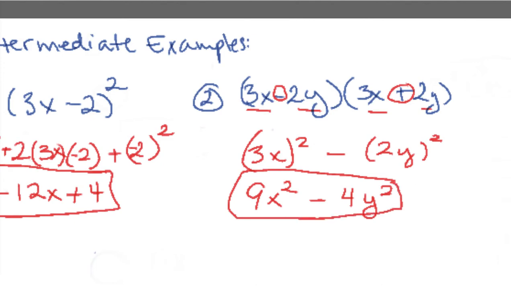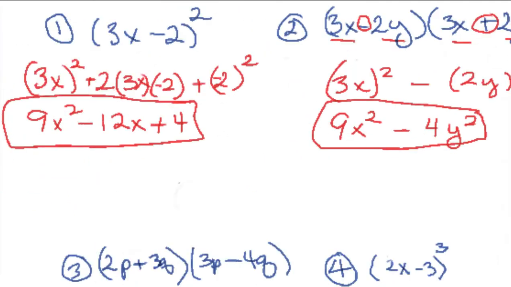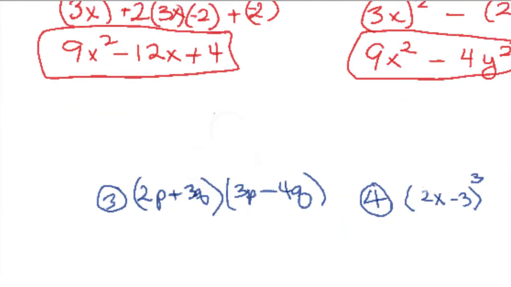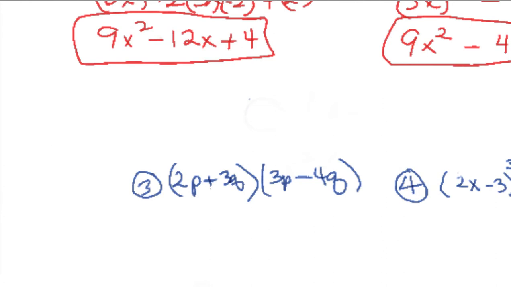Okay. Try to be aware of these special case scenarios. It will make your life easier. This one, however, is not the same thing. We have a 2 and a 3 and a 3 and a 4, so we actually have to FOIL it out.